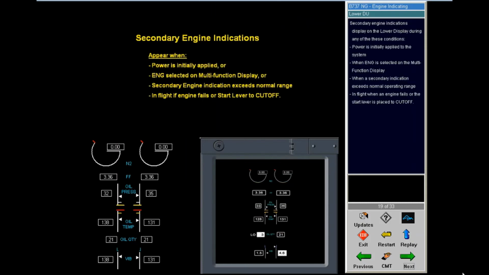Secondary engine indications display on the lower display during any of these conditions. Power is initially applied to the system. When engine is selected on the multifunction display. When a secondary indication exceeds normal operating range. In flight, when an engine fails or the start lever is placed to cutoff.